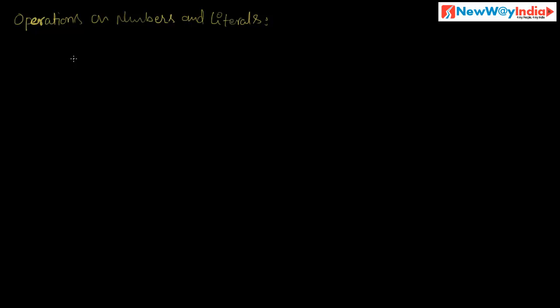What are the numbers here? Let us consider some numbers like 1, 2, 3, and so on. These are the different numbers. And literals, what are the literals? X, Y, Z, A, B, C, D, and so on. These are the different types of literals.